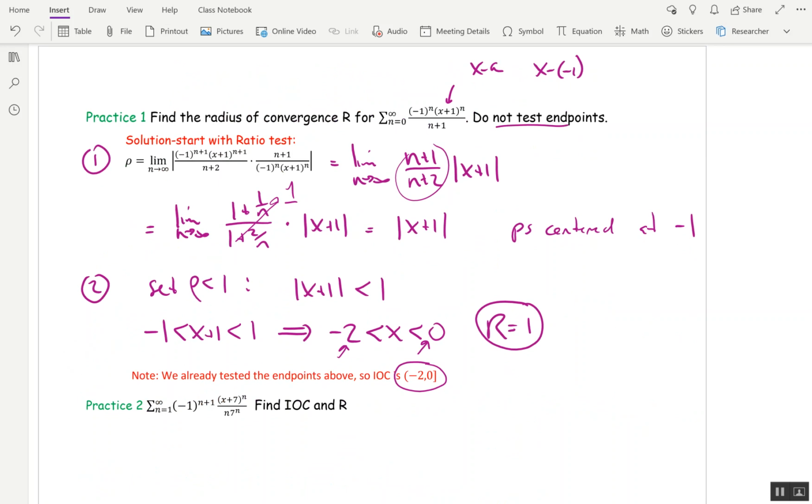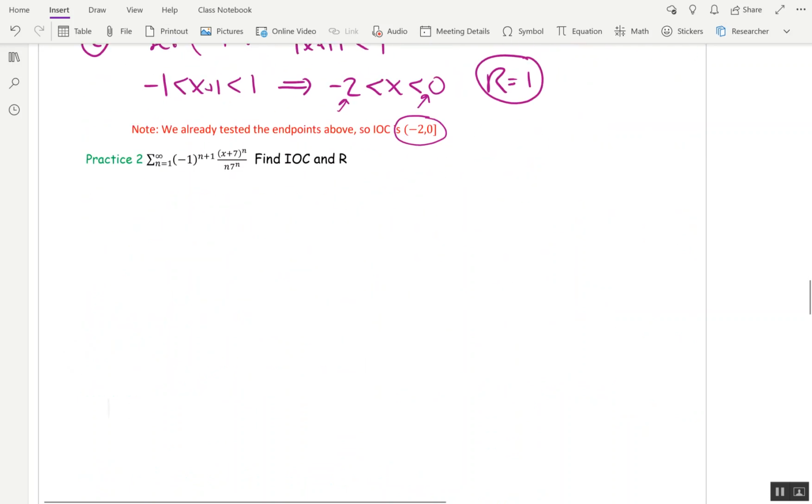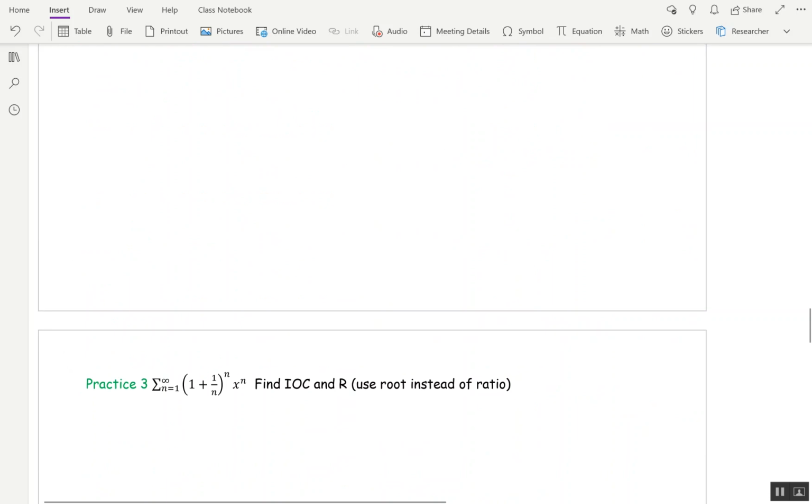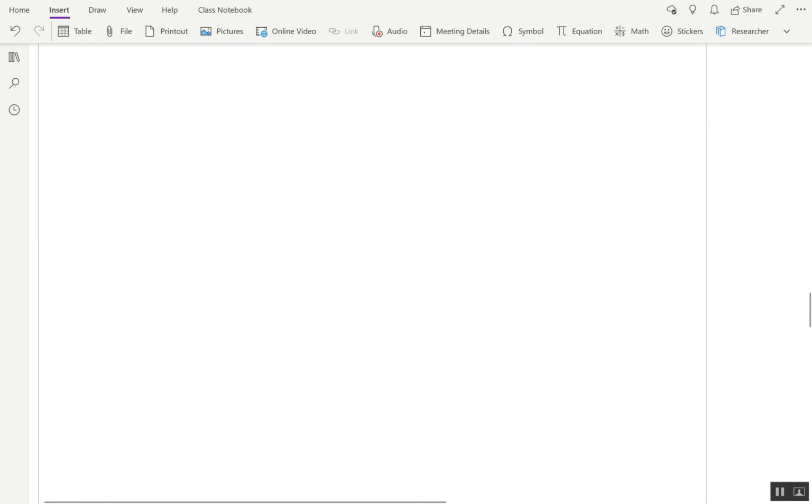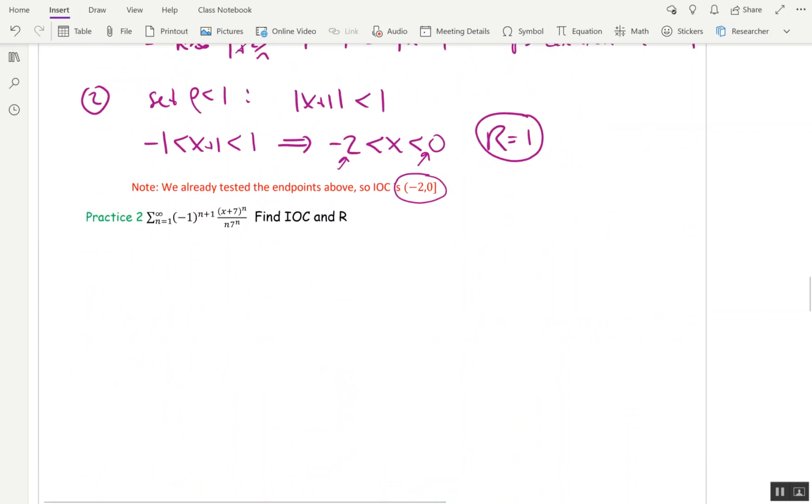Okay, so practice 2. Again, here's a power series that is not centered at 0. This one is centered at -7. And then this is the last one I'll do. And practice 3, I put the solution at the end. All right, so 1, we're going to use the ratio test to find rho.